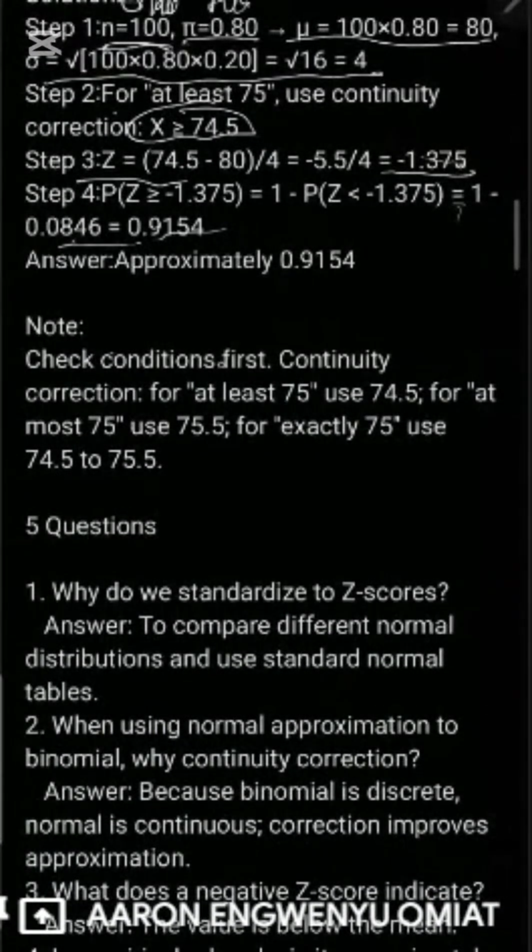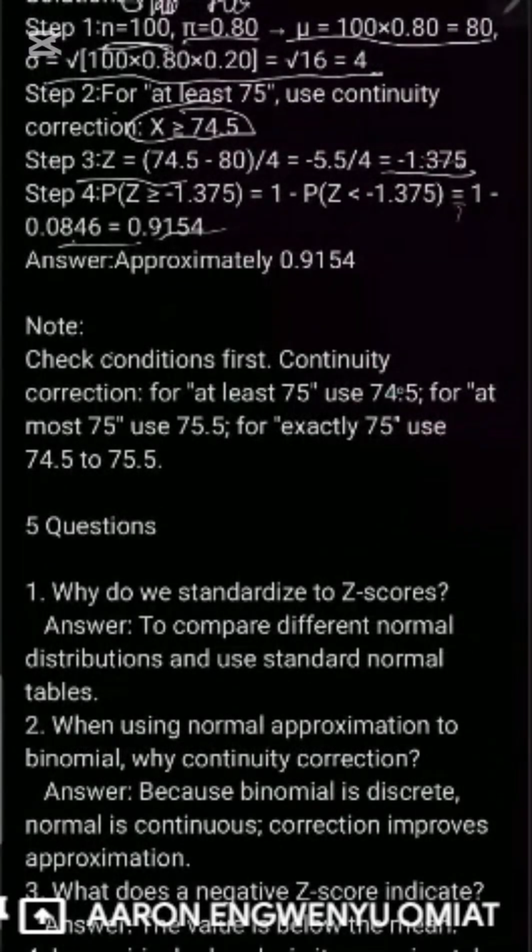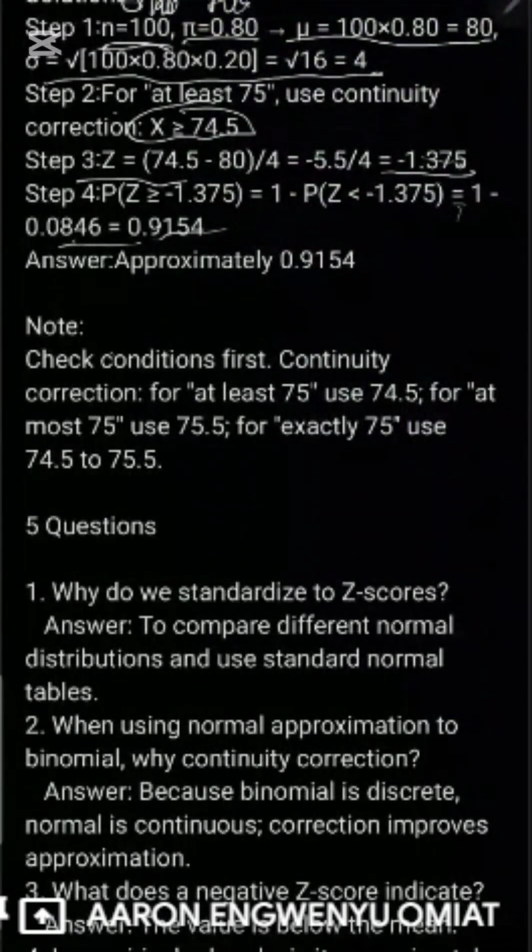So check conditions first. Continuity correction. For at least 75, you use 74.5. For at most 75, you use 75.5. For exactly 75, then you use 74.5 to 75.5. This is a little confusing, but I hope you've got it.